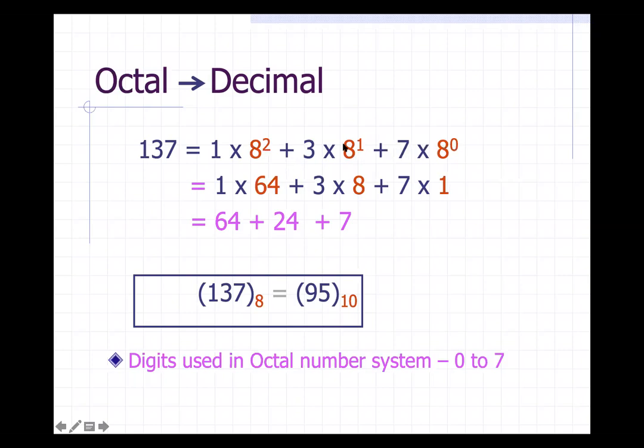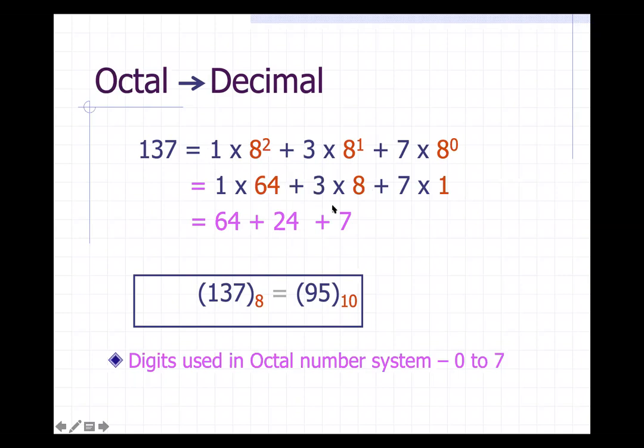0, 1, 2. 8 to the power 0 means 1, so 7 times 1, then this 1 into 8, this is the 8, and this 3, and 8 squared means 64, so the total is 90. Clear?